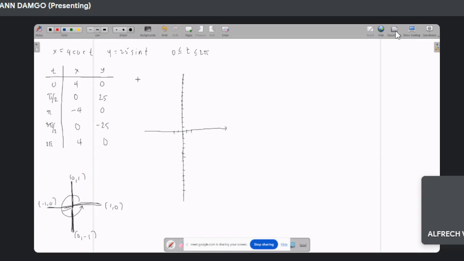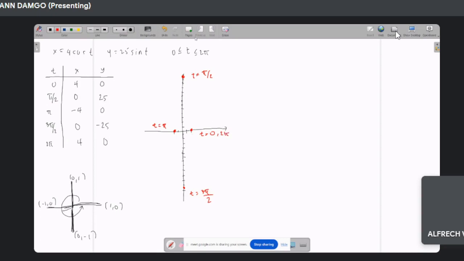Okay, so when t is 0, we have 4, 0. So here, this is t equals 0. When t is pi over 2, we have 0, 25. So here, this is when t is equal to pi over 2. When t is pi, we have negative 4, 0. So this is t equals pi. And then when t is 3 pi over 2, we have 0, negative 25. So this is t equals 3 pi over 2. And then when t is 2 pi, same rin siya.